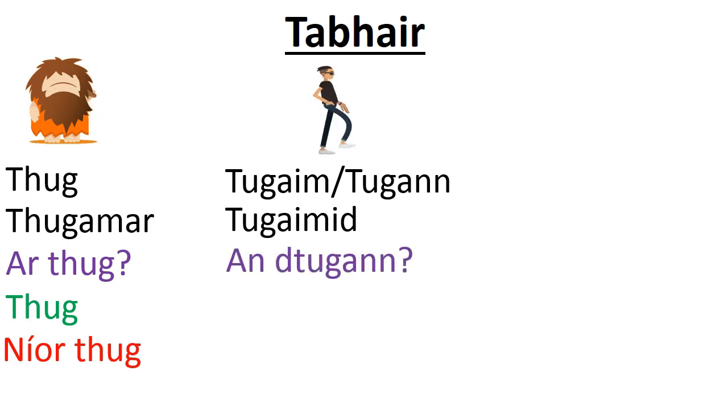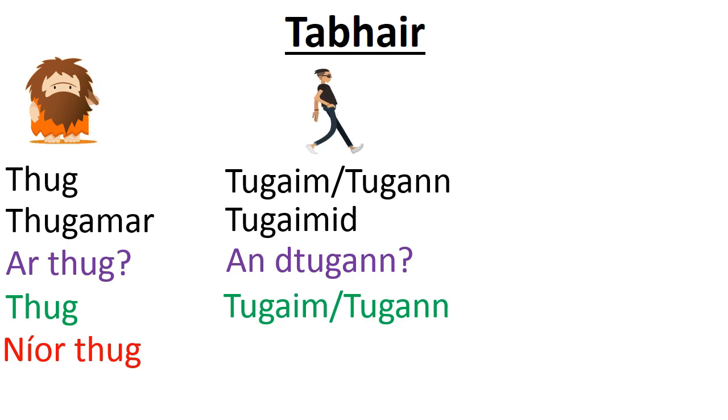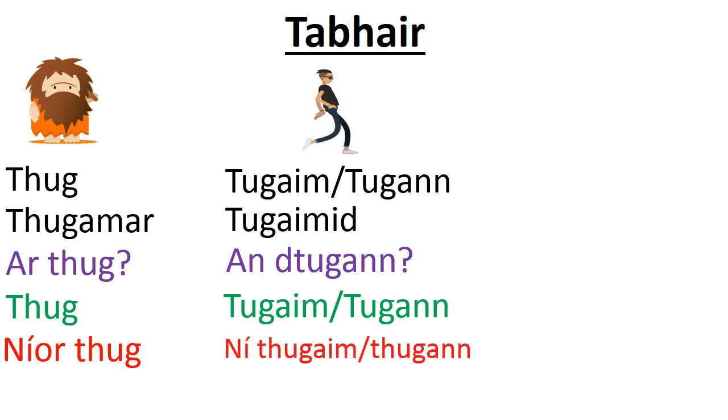Now, our question for the Aimsir Laethrach and for the Aimsir Chaite usually is an and usually has an urú. So an dtugann, an dtugaim, I do give, or an dtugann tú, an dtugann sé. And the negative answer, ní thugaim, ní thugann. So again, an for the question and ní for the negative answer.